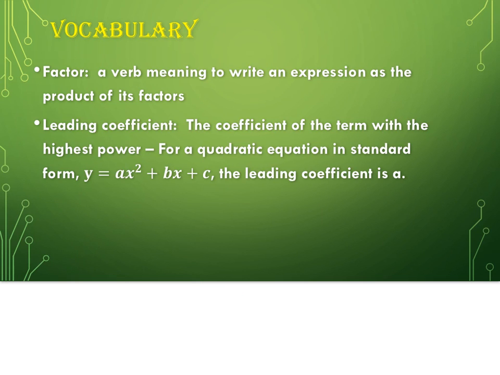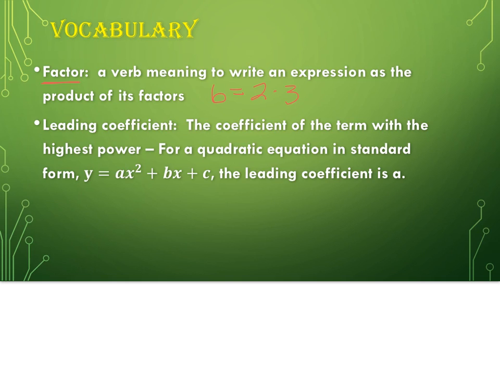So let's look at vocabulary. Our vocabulary: to factor is a verb, so like you're going to actually do it. Remember, a verb is an action, meaning to write an expression as the product of its factors. So if you're going to factor something like 6, you would factor it into 2 times 3. Of course, we're not going to be factoring things quite that easy. We're going to be factoring quadratics.